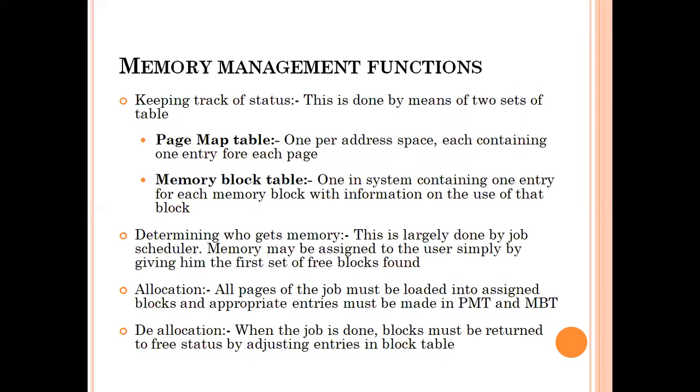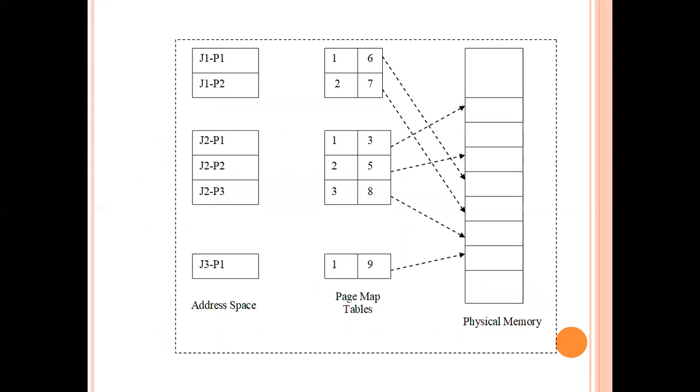Let us see how the 4 memory management functions are handled in case of paging memory management technique. The first one is keeping track of status. This is done by means of 2 different types of table. One is the page map table. The other one is the memory block table. Here, the middle boxes indicating 1, 6, 2, 7, 1, 2, 3, 3, 5, that is considered as a page map table.